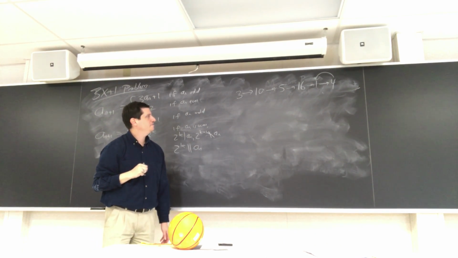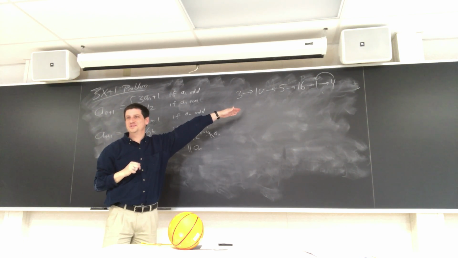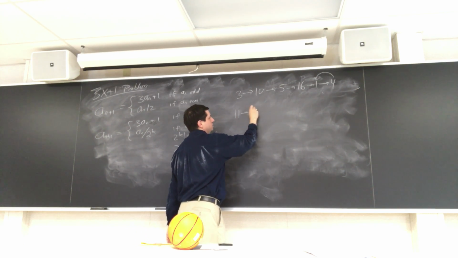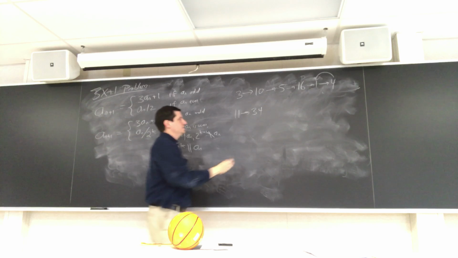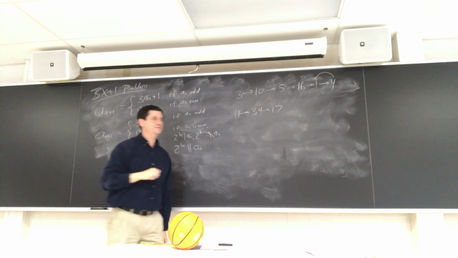Other than 10, 5, 16, 1, or 4, because I already know what happens to those numbers. 11. 11 is odd, so it goes to 34. 34 is even. Divide by 2, get 17. 17 is odd. Multiply by 3, add 1, get to 52.